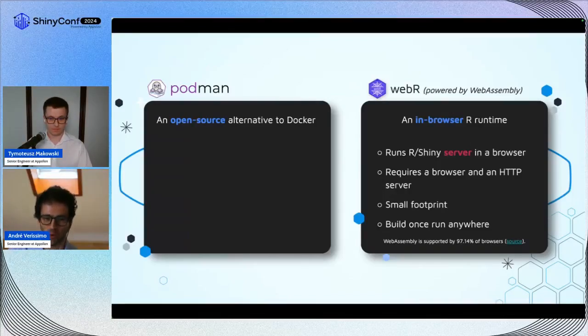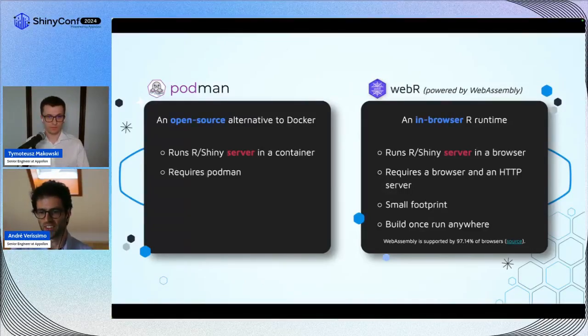So Podman is an obvious choice to try to achieve our goals. It is an open source alternative to Docker with all the same functionalities. It runs the Shiny app inside of a container, and the only software that you need to have installed is Podman. In this case, R is running inside of the container, so you actually have R in your system, but it's running inside of the container. However, it has a drawback, which is that it requires downloading large files containing the image.